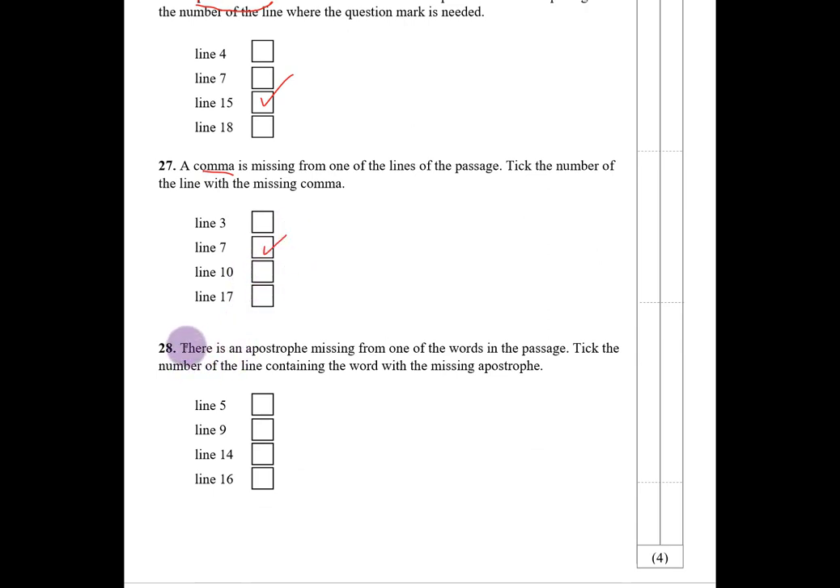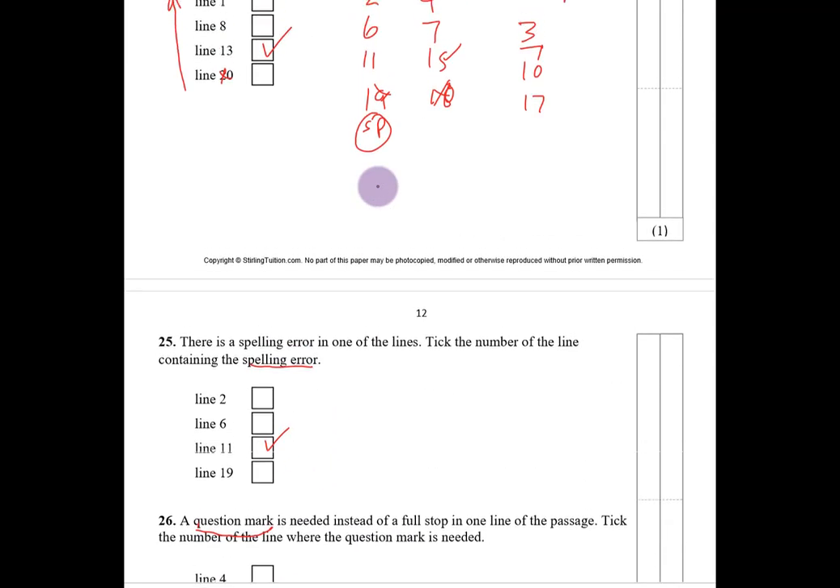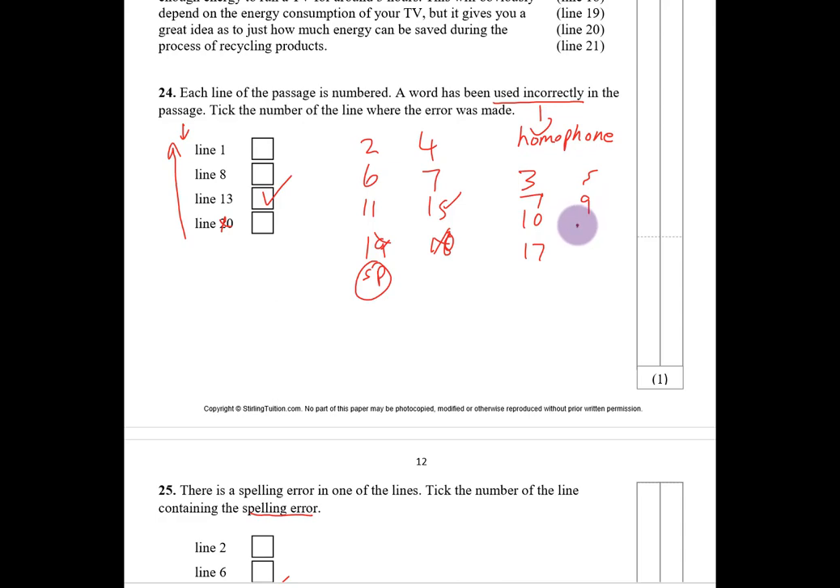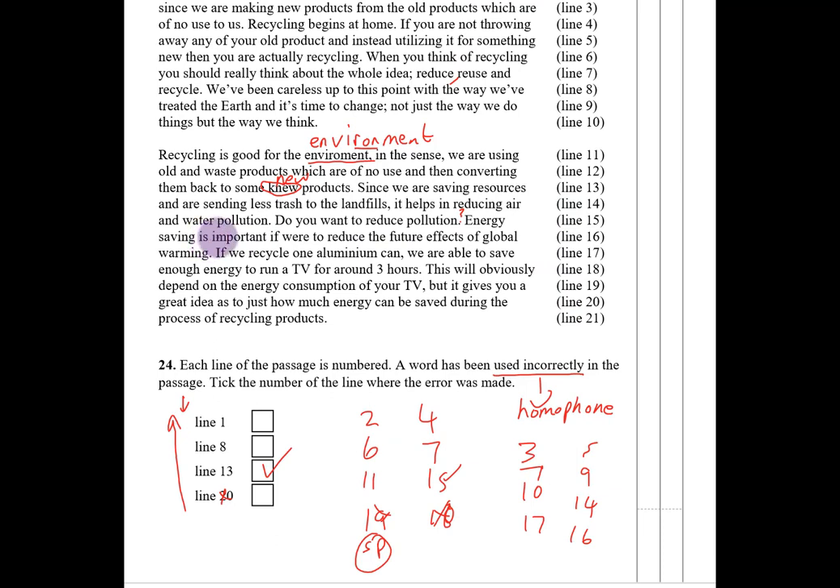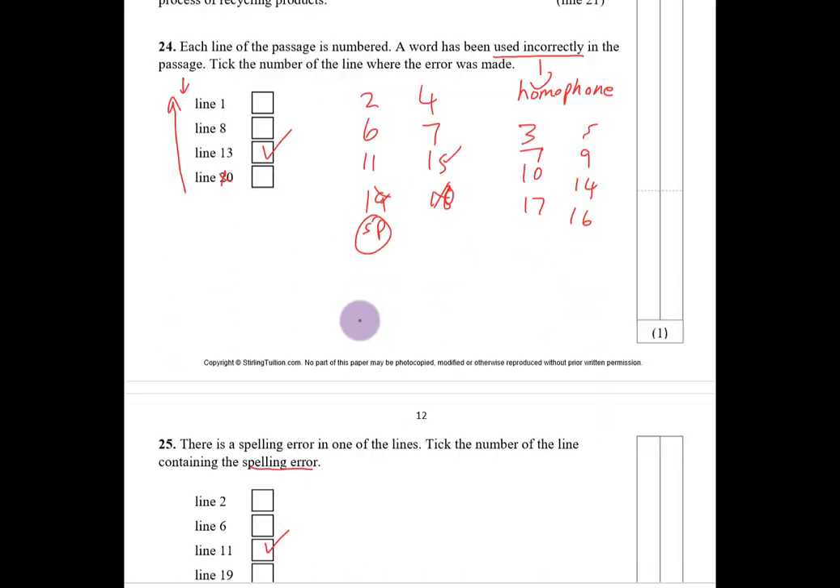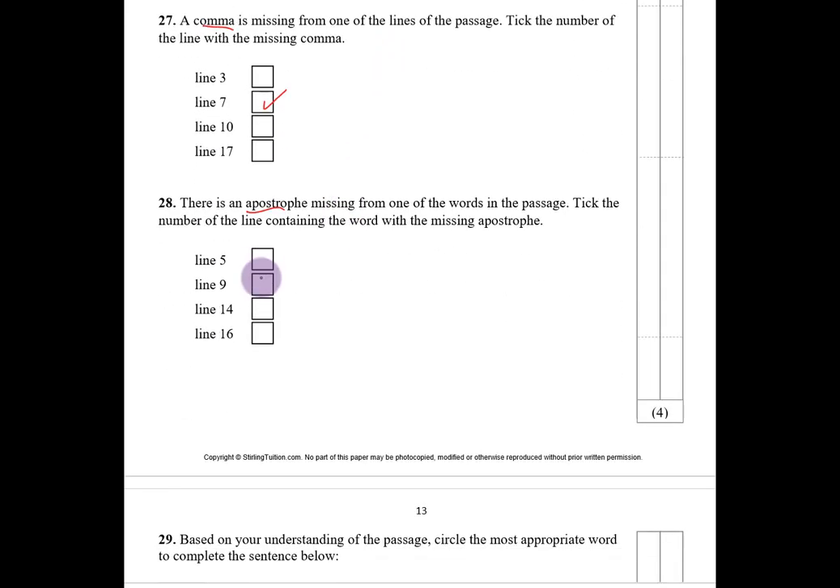And then finally, 28. There's an apostrophe missing. We're looking for an apostrophe, which is for a contraction or possession, ownership. So we've got 5, 9, 14, 16. We'll start from the bottom and work our way up. So 16. Saving is important if we're to reduce the future effects of global, and this is a sneaky one. If you think about it, this should actually say if we are. So the A has been taken out and replaced by an apostrophe. So the answer there will be line 16.